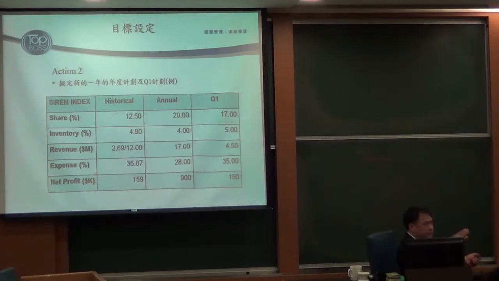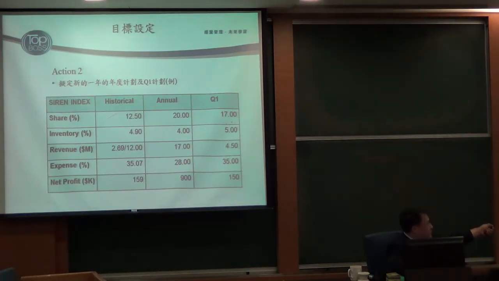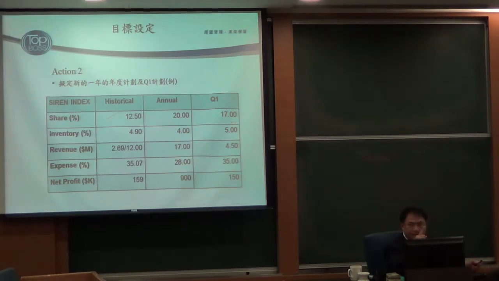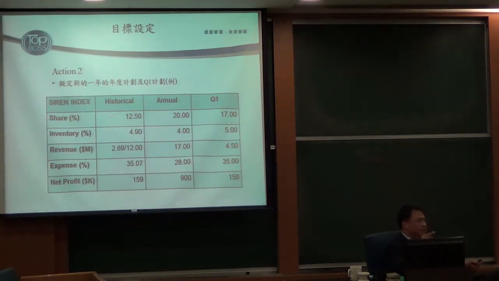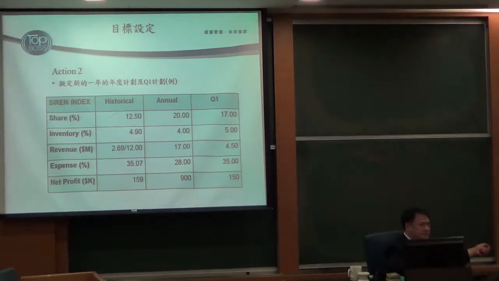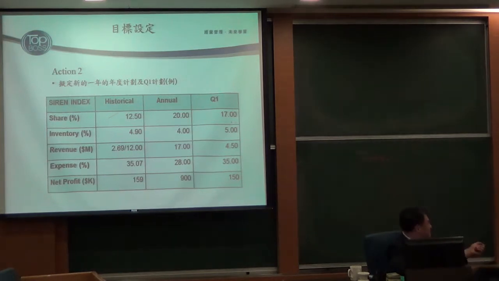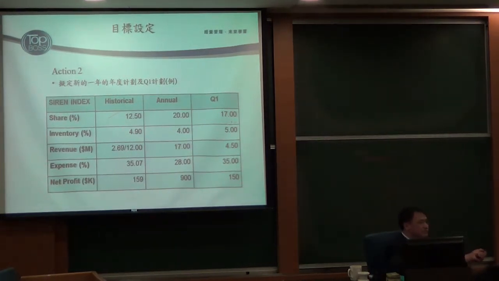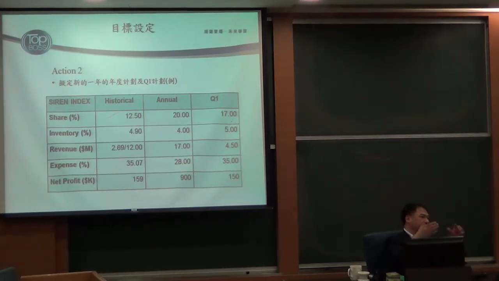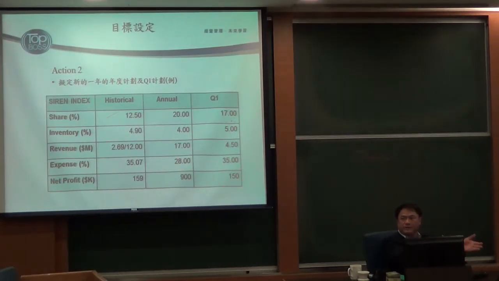You can check these five indices in various reports. Currently, when you take over the company, you have a 12.5% market share and a 4.5% inventory rate, which is the ending inventory at the end of the period. The revenue is 2.69 million for last quarter and 12 million for the past whole year, with a 35.07% expense rate and 159,000 net profit. This is the exact number I give you when I give you the company, and every company will be exactly the same.